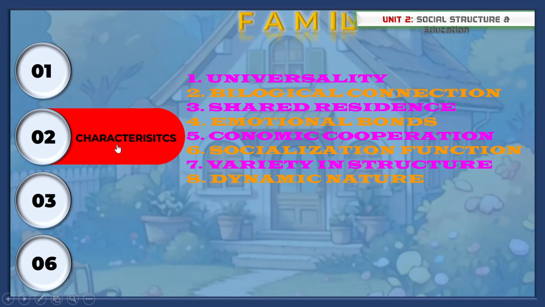First one is universality. Families are found in all cultures and societies, making them a fundamental and enduring social unit. They are considered a primary group, providing the foundation for individual, social, and emotional development. Second one is biological connections.